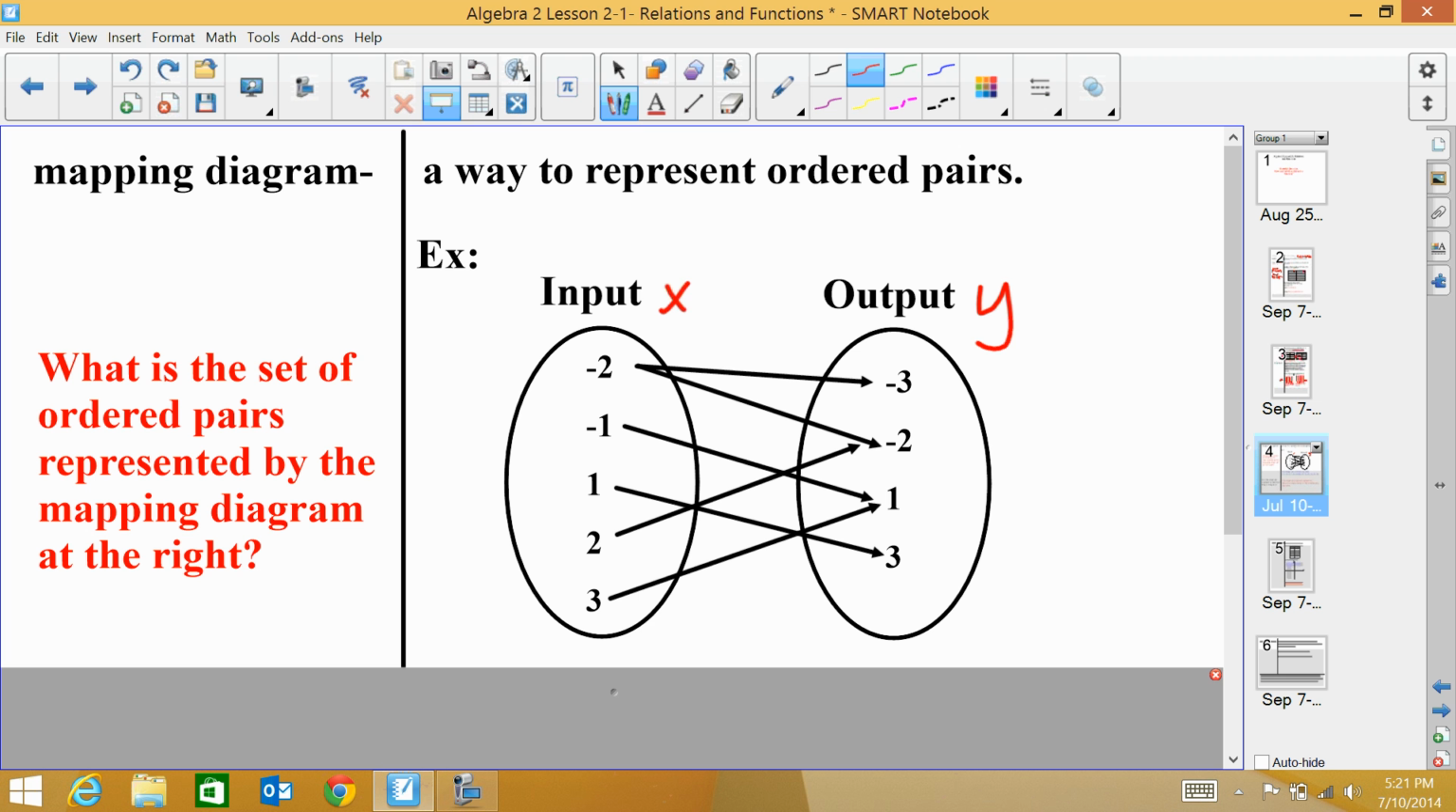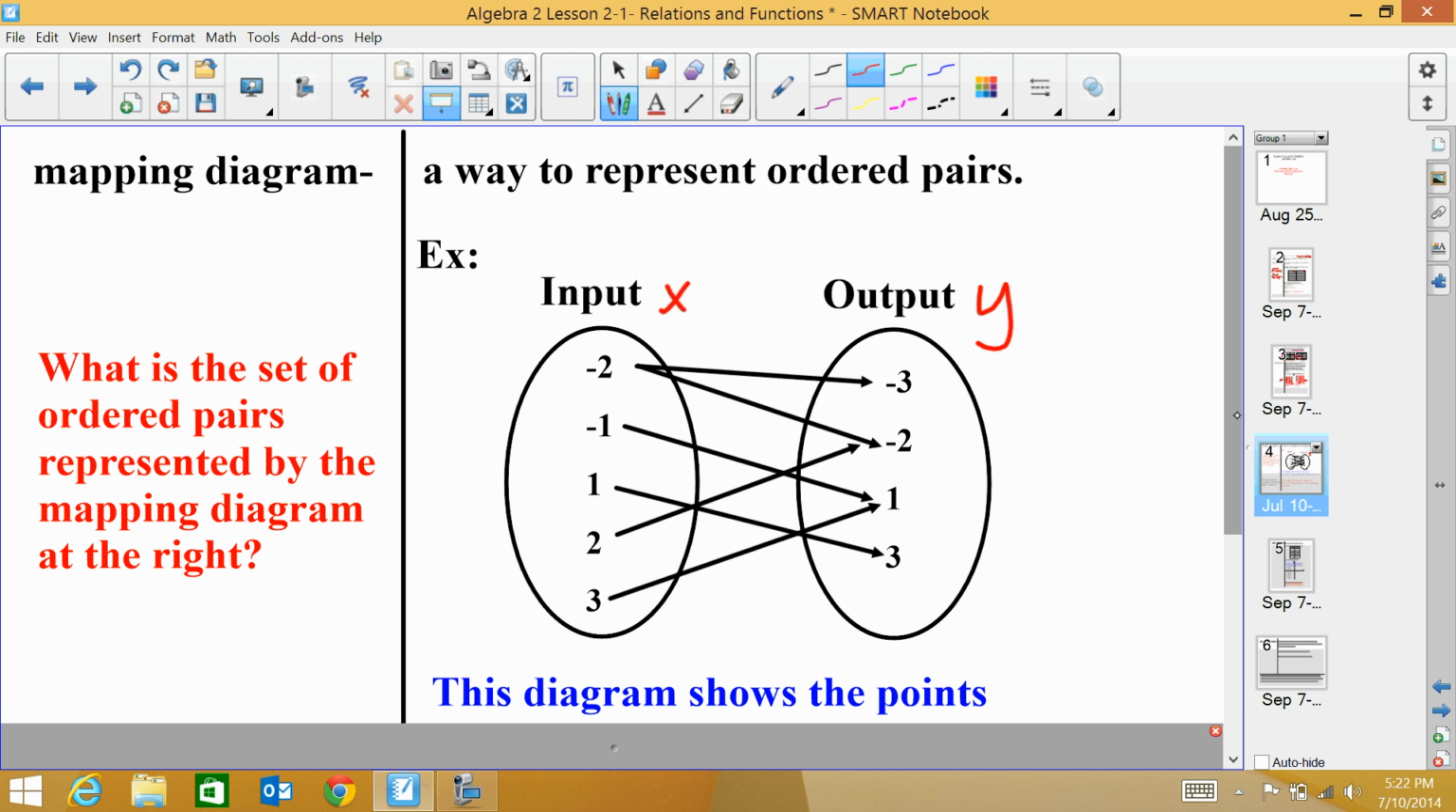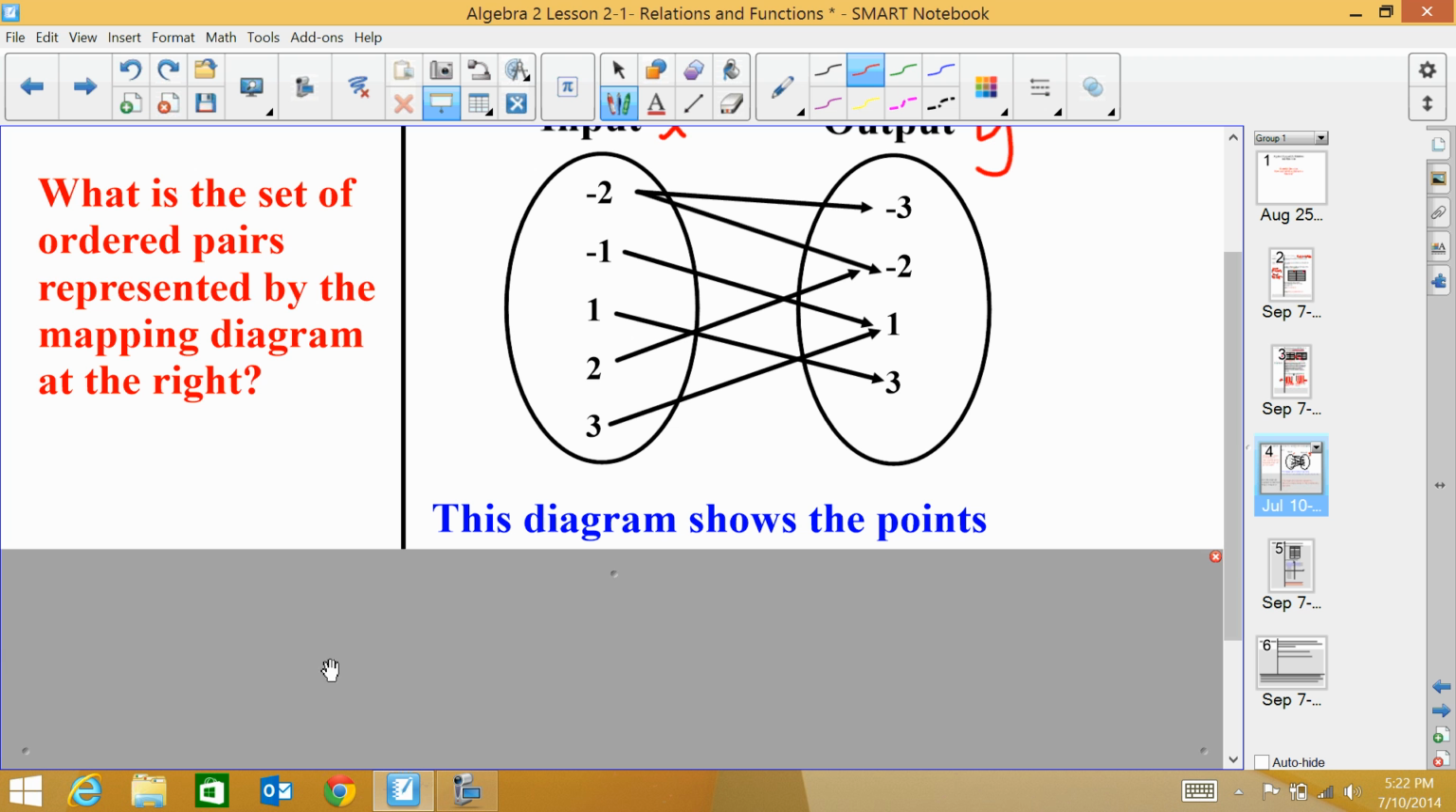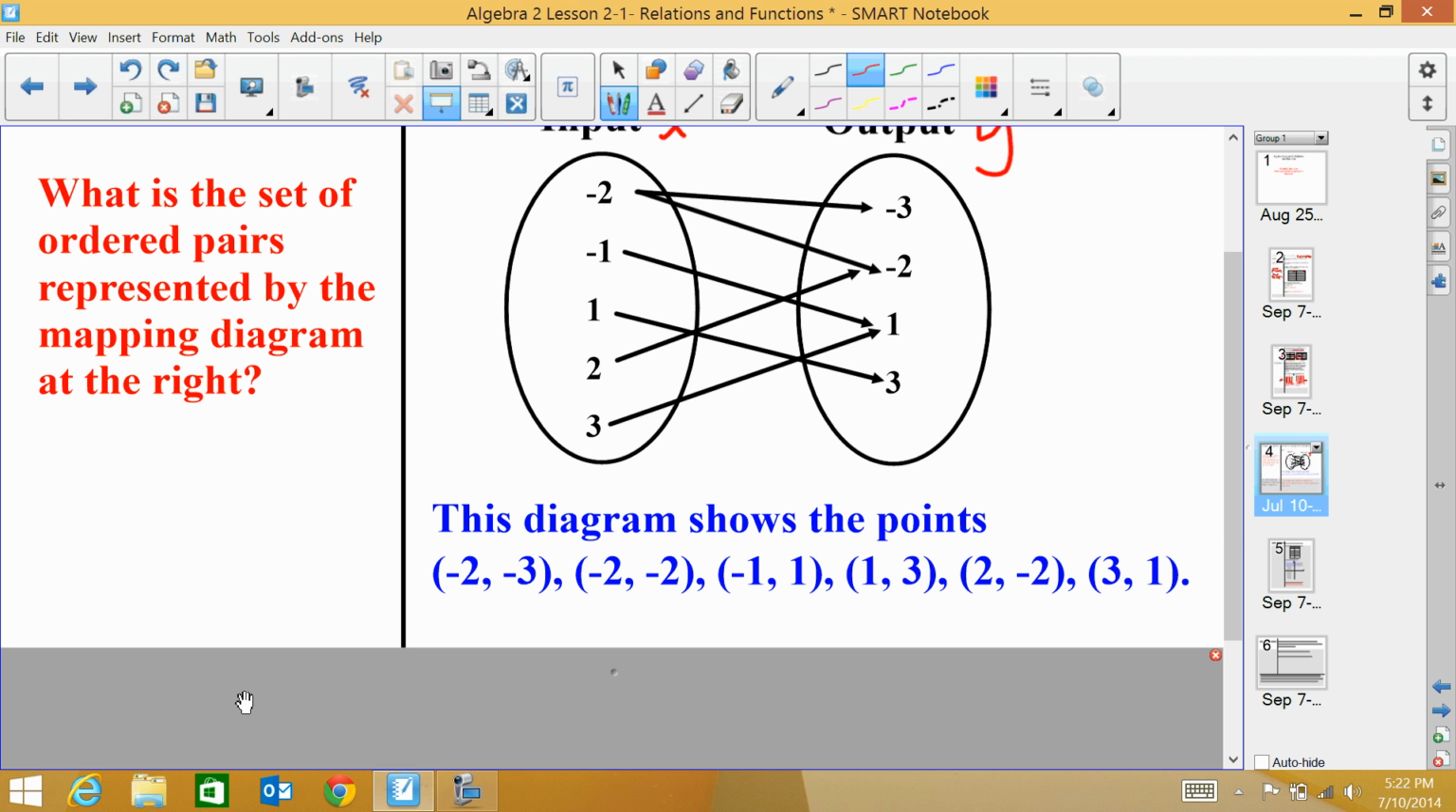So if we look at the arrows, it has (-2, -3), (-2, -2), (-1, 1), (1, 3), (2, -2), and (3, 1). So that's your set of ordered pairs right there. So we'll uncover this so we can see. So there's your set of ordered pairs.